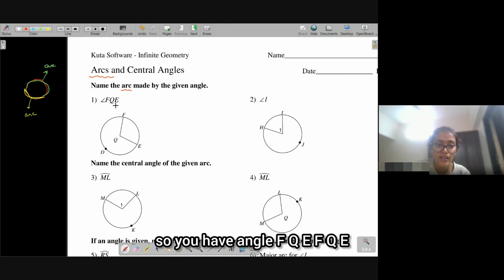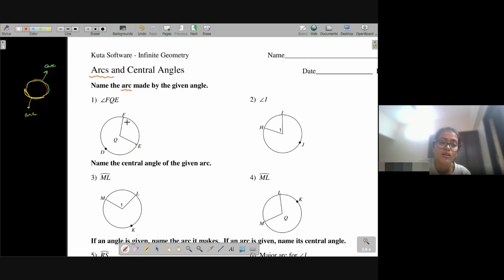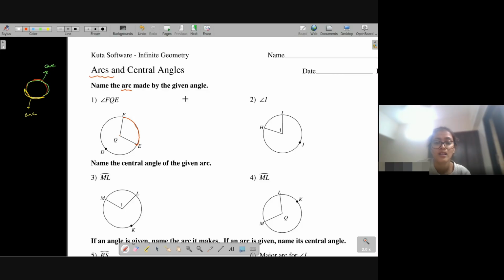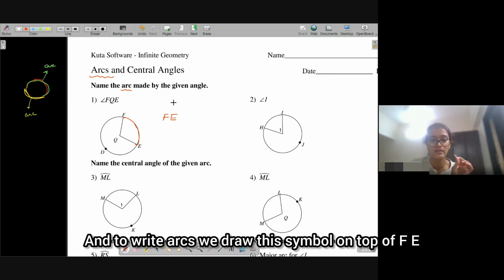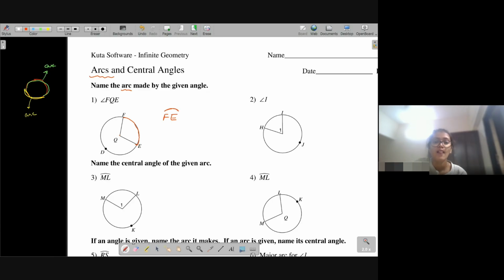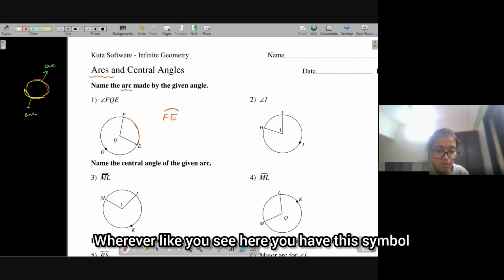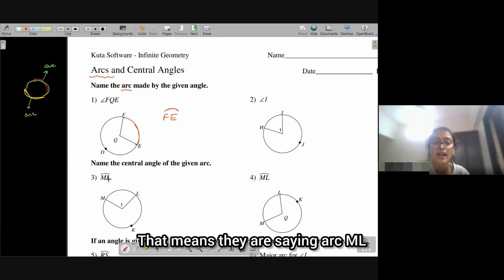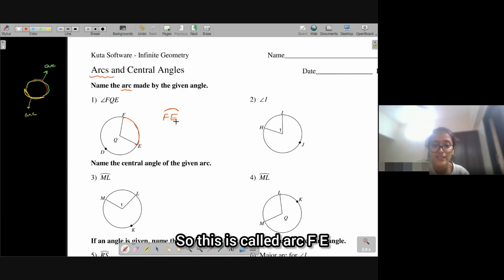Now, in numbers 1 and 2, it says name the arc made by the given angle. So you have angle FQE. We have to name the arc which is made by this angle. So that is this arc. We will write FE, and to write arcs, we draw this symbol on top of FE. Wherever you see this symbol, that means arc. So this is called arc FE.